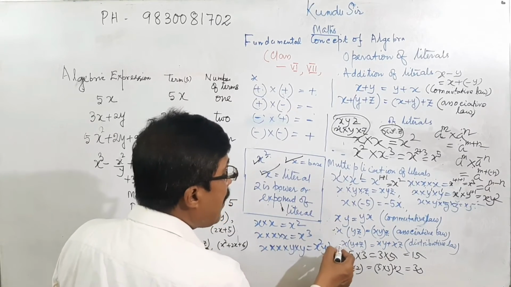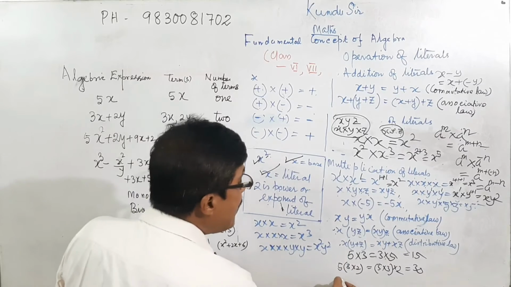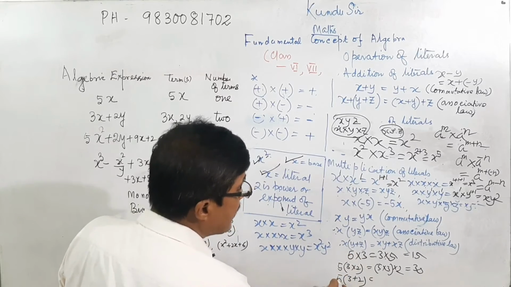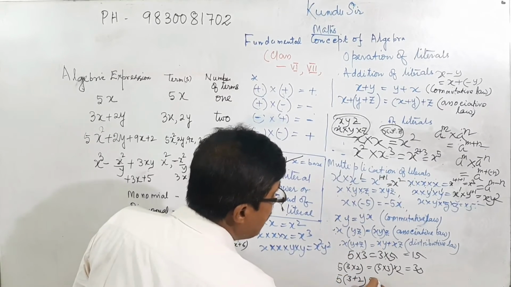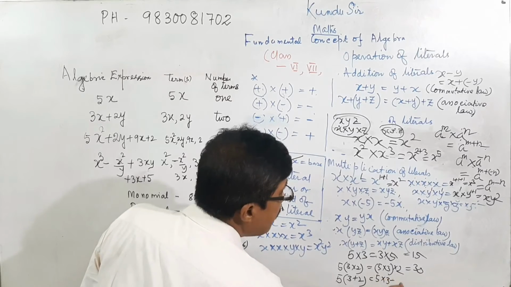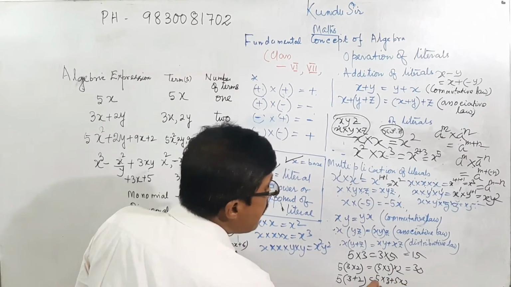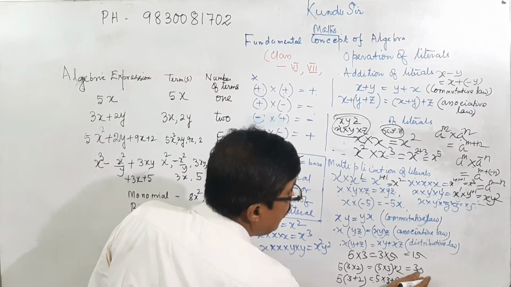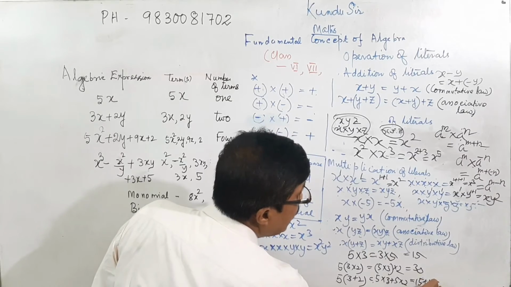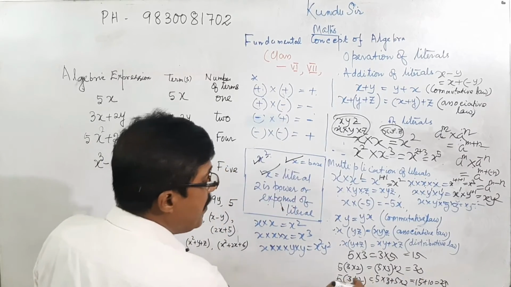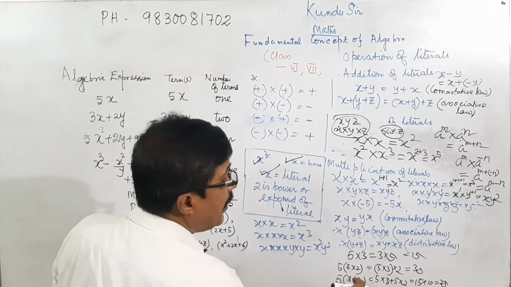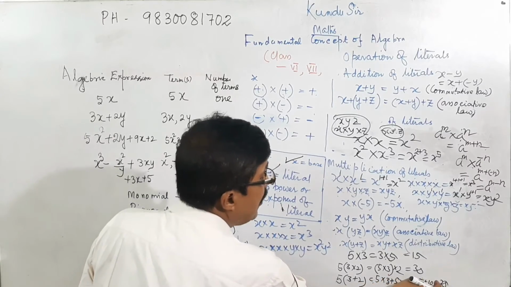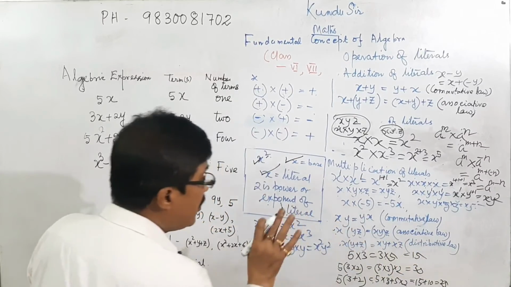Then I am verifying the distributive law. 5 into the bracket 3 plus 2 can be written as 5 into 3 plus 5 into 2, equal to 15 plus 10, equal to 25. You can also add 3 plus 2 equal to 5, and 5 into 5 equal to 25. That means this can be written as this and the ultimate result will be the same. So it is called the distributive law.